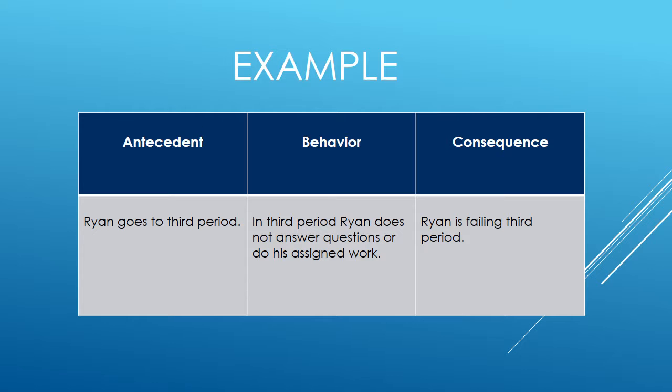Look at some examples. In a face-to-face presentation, these can be done with discussion and audience participation. Our first example is about Ryan. The antecedent is Ryan going into his third period class. The behavior is that in third period, Ryan does not answer questions or do his assigned work. The consequence is Ryan is failing third period.